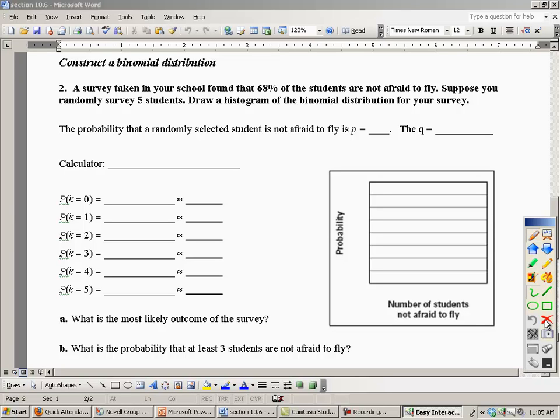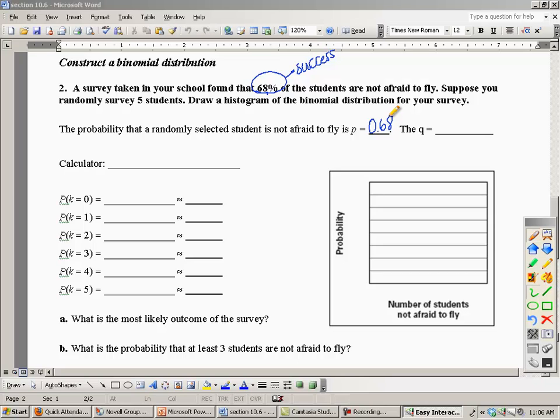What this says is we're going to make a distribution for a story problem that they give you. Okay, so a survey found that 68% of the students are not afraid to fly. 68% is what we're looking at. Okay, this is what we consider our success. So students who aren't afraid to fly, we're going to say 68%, we're going to always put it as a decimal, 0.68.